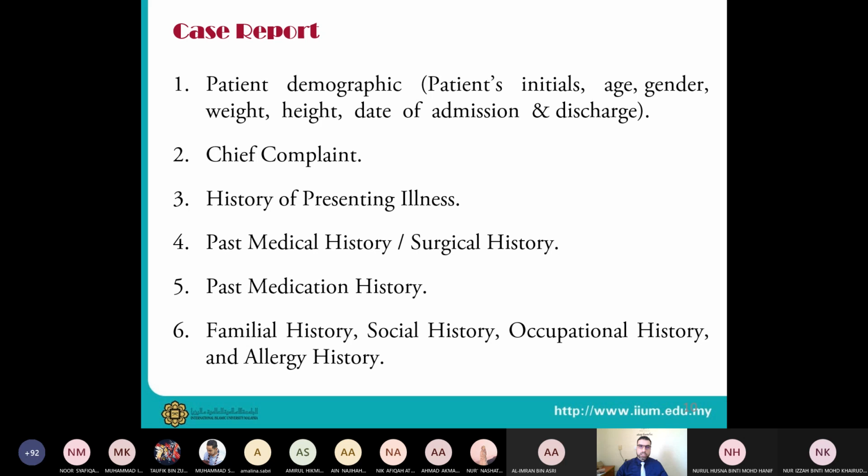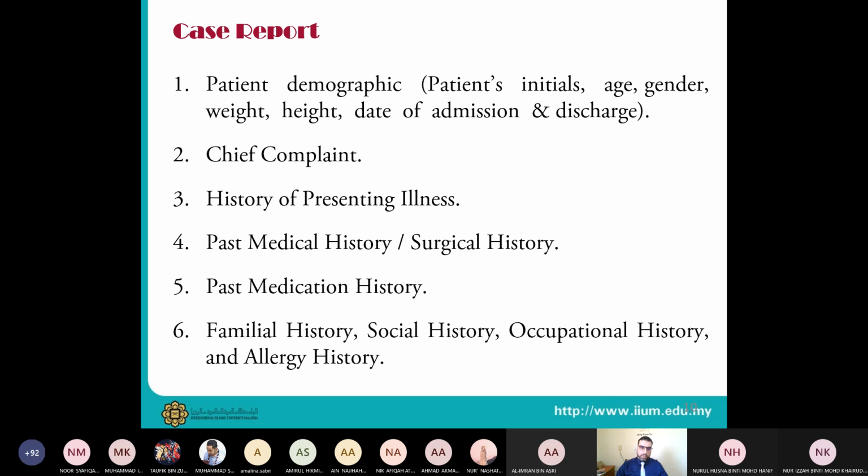Past medical history, surgical history, past medication history, the patient's current medication, or even past medications. Family history is important and may be considered a risk factor for some diseases, like cardiovascular diseases, if the patient has a family history of a parent or sibling with past cardiovascular disease. Then social, occupational, and allergy history.